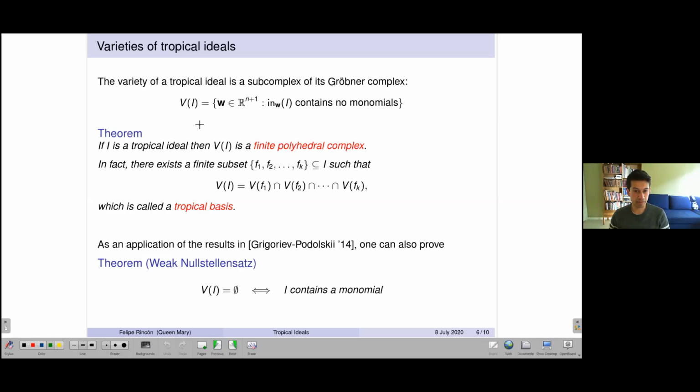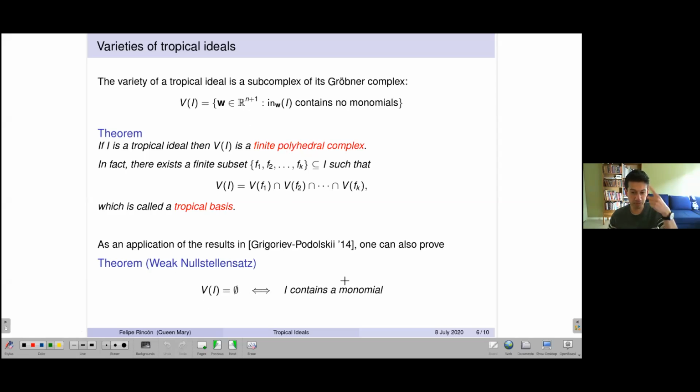So in this setup that I have here, where the variety is a subset of R^(n+1), the Nullstellensatz says that the variety of a tropical ideal is empty if and only if I contains a monomial. Basically, if you have a collection of tropical polynomials in such a way that there is no way of choosing a W that picks out at least 2 monomials from each of them, then there's actually one certificate, one monomial in that ideal.